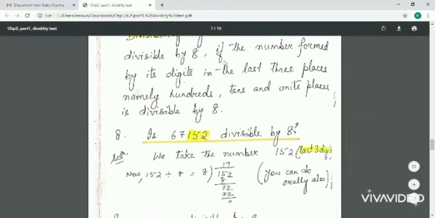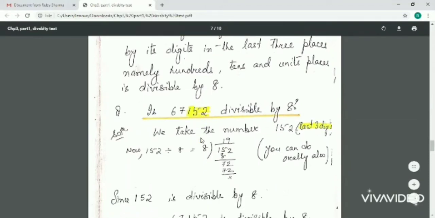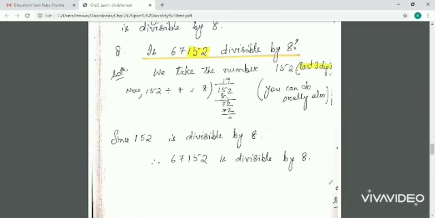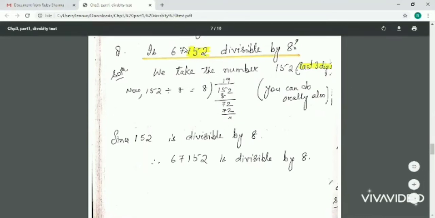A number is divisible by 8 if the number formed by its digits in the last 3 places, that is hundreds, tens, and units, is divisible by 8. Suppose this is a question: is 67,152 divisible by 8 or not? So we take 152 and we divide by 8. You can do it orally also, those who are good in calculation. Otherwise, you can do it like this. Since there's no remainder, 152 is divisible by 8. So the whole number 67,152 is divisible by 8.